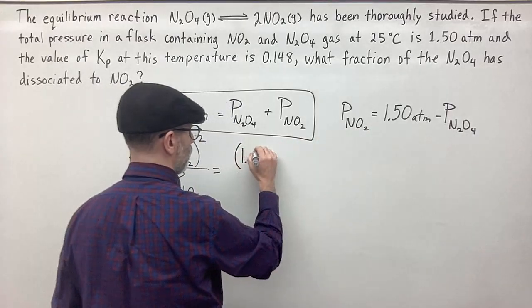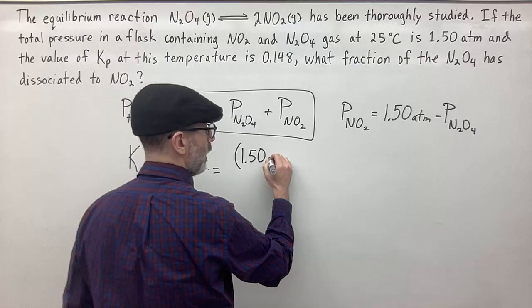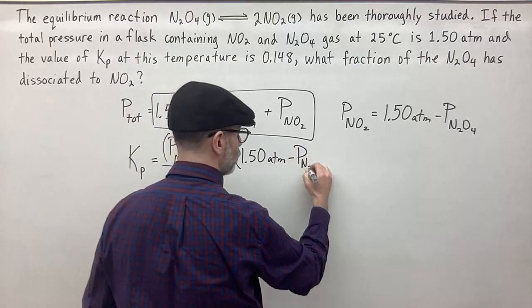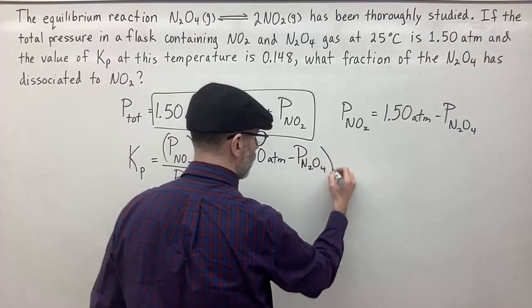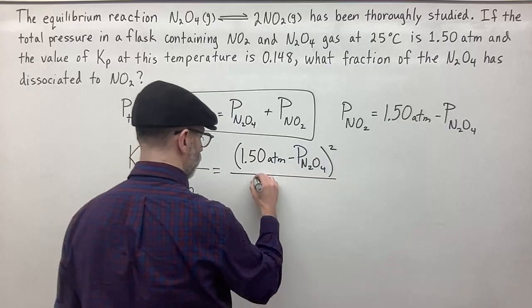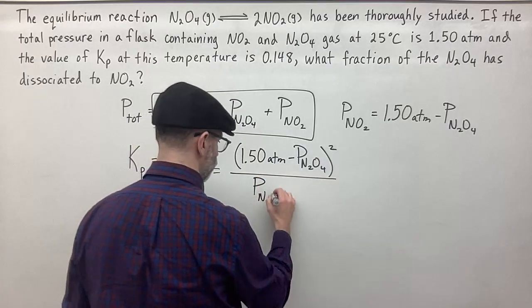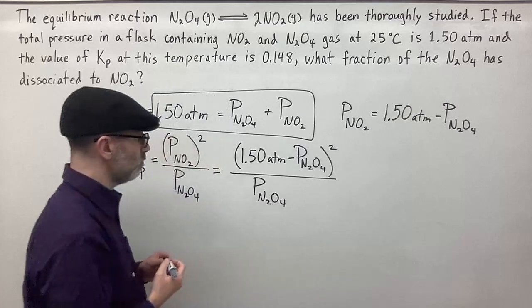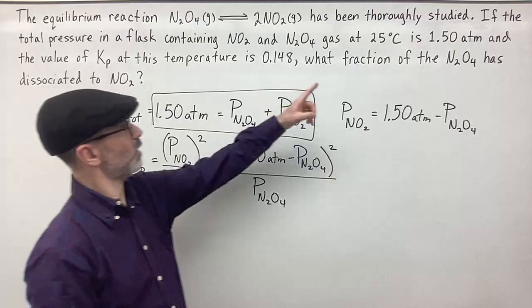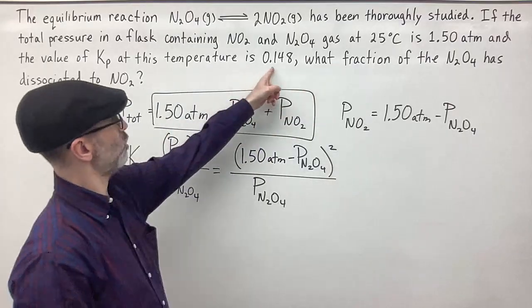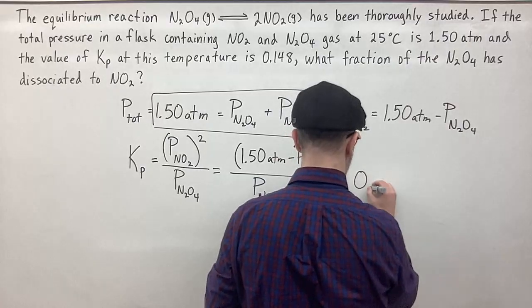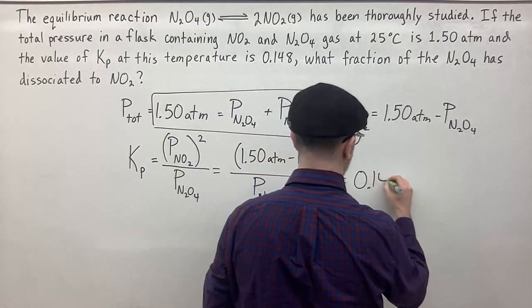Okay, so now I can go ahead and put in 1.50 atmospheres minus the partial pressure of N2O4, and that's going to be squared all over the partial pressure of N2O4. So now this is going to be equal to the Kp, and the Kp we said was 0.148.